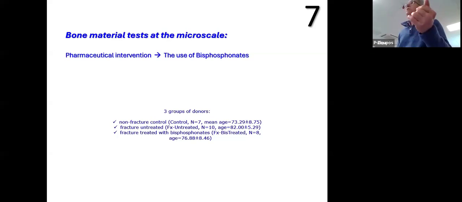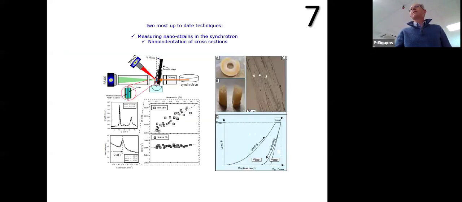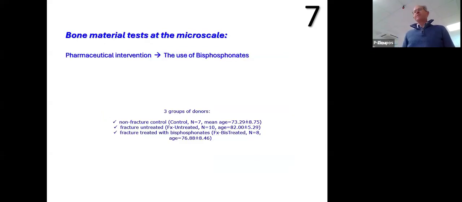So there's the 3 groups: healthy people, untreated people who just suffered a fracture. That would be my mother-in-law. And people who suffered a fracture and had those bisphosphonates, that would be my mother. So basically, all 3 groups in my family, right? What are the effects on the bone material level? Well, what's the best way of looking at it?